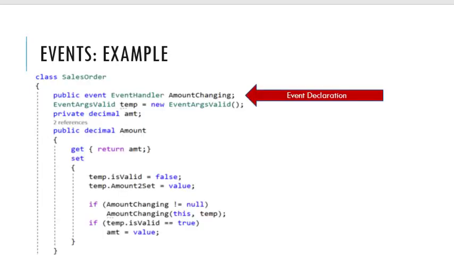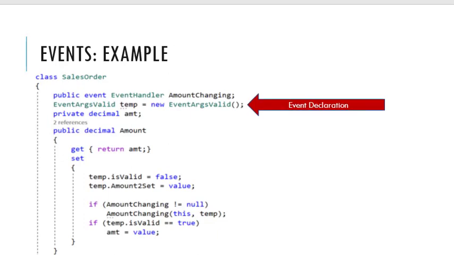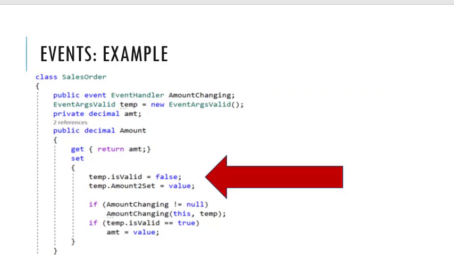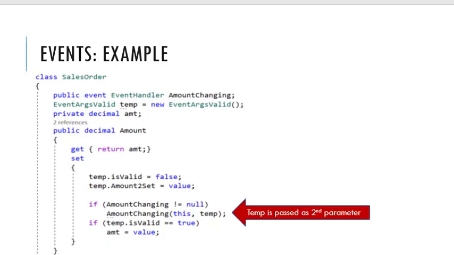In the SalesOrder class, the event is declared using the EventHandler delegate. Then the EventArgsValid class is instantiated. Then its properties are initialized before raising the event. The value is assigned to the AmountToSet property. Then the event is invoked and the temp object is passed as the second parameter.